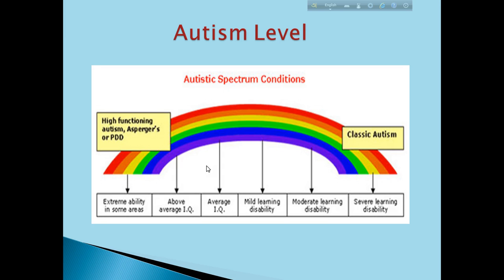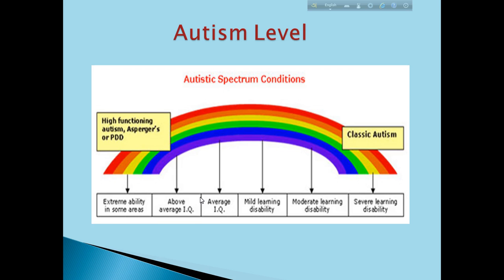classic autism. The color between orange and green indicates that children having autism can have extreme abilities in some areas. If the percent of purple color is less, then what happens? Just look at the picture. The autistic children may have better IQ or above average IQ. If the percentage of purple color is in the high range, then autistic children may have average IQ.